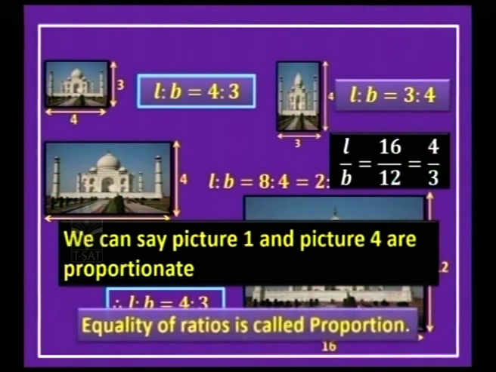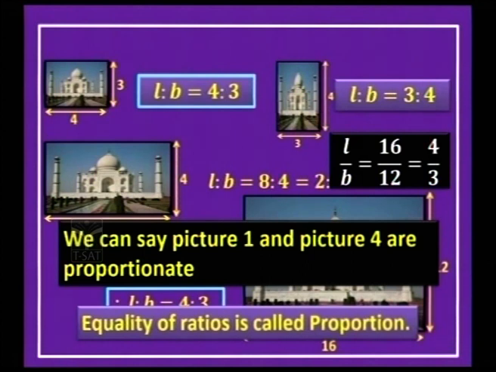So what do you mean by that? We say that equality of ratios is called proportion. So that means here 4:3, and here what do we have actually? Yes, 16:12. They are said to be in proportion.